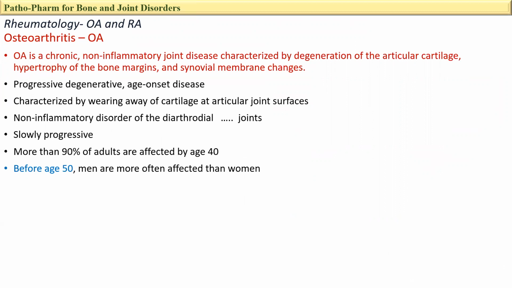So osteoarthritis is a chronic non-inflammatory joint disease. The hallmark of this disease is the degeneration of the cartilage. So a degeneration of the articular cartilage, hypertrophy of the bone margins, and changes that involve the synovial membrane. So it's progressive, degenerative, it's an age onset disease.